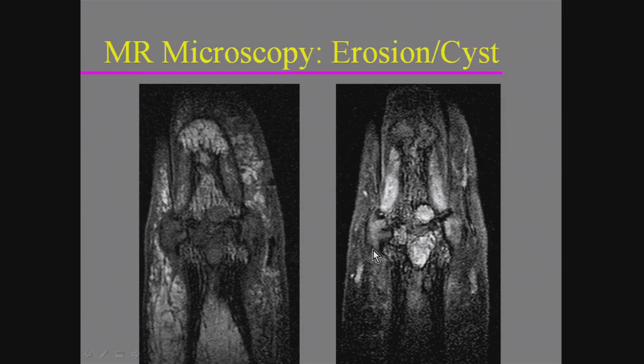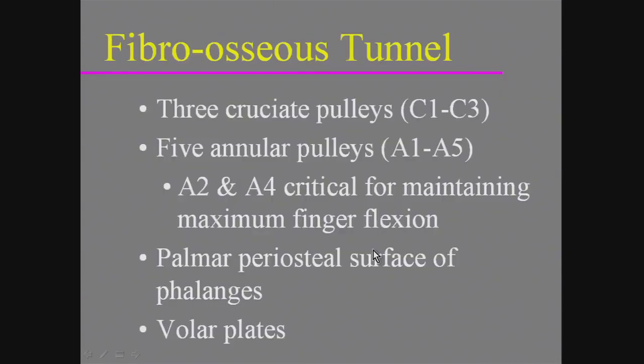this disease process. So let's talk a little bit about the unique anatomy of the fingers. You've got this fibroosseous tunnel that's crucial for being able to attain flexion of the fingers. There are 3 cruciate pulleys and 5 annular pulleys that are thickenings of this fibroosseous tunnel. Fortunately, out of these 8 structures, there are really only 2 that are critical for maintaining flexion of your fingers.